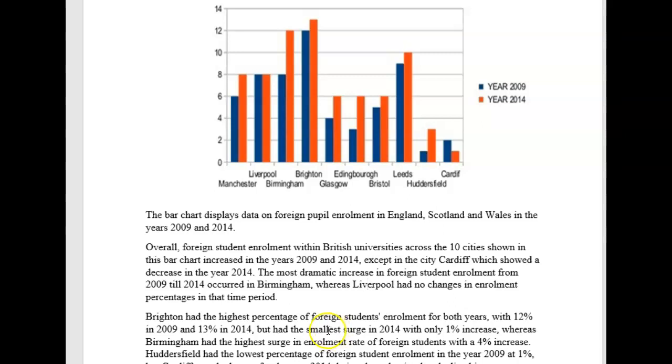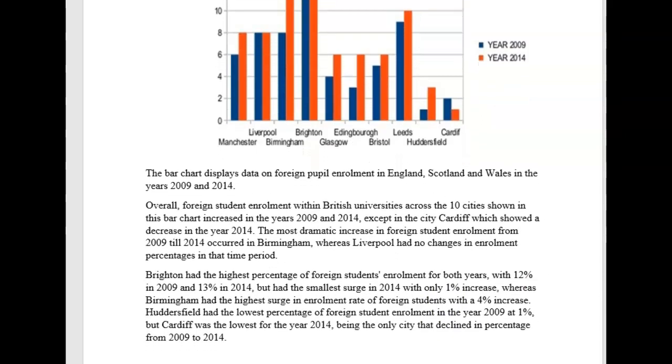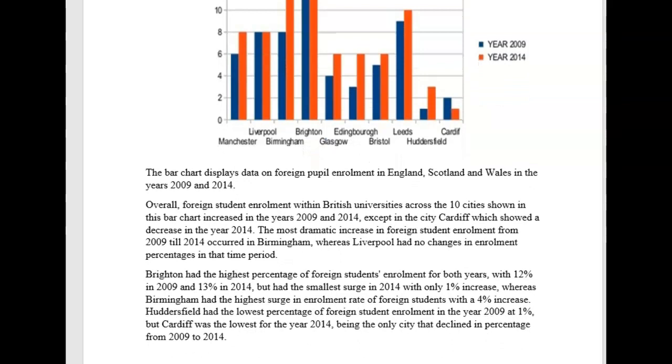So you could have said instead, but this was the smallest increase, okay, of only 1%, whereas Birmingham had the highest, here I guess you can call it a surge, even though it's only 4%, had the highest increase in enrollment of foreign students with a 4% increase. Huddersfield had the lowest percentage of foreign student enrollment in the year 2009 at 1%, but Cardiff was the lowest for the year 2014, being the only city that declined in percentage from 2009 to 2014.